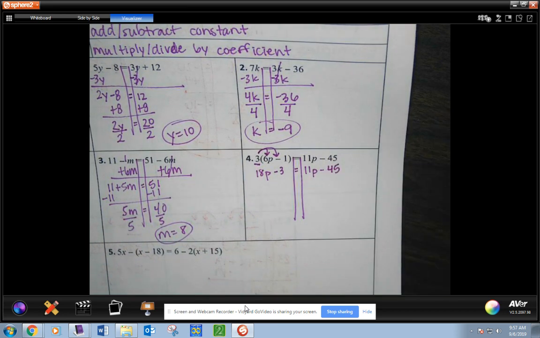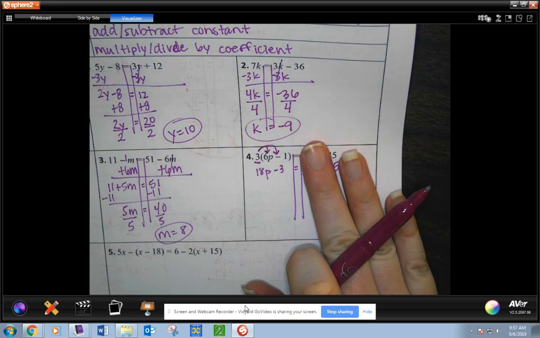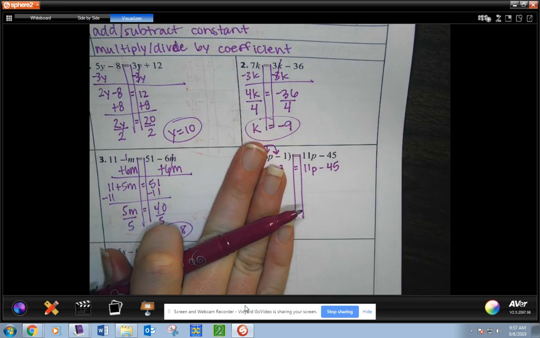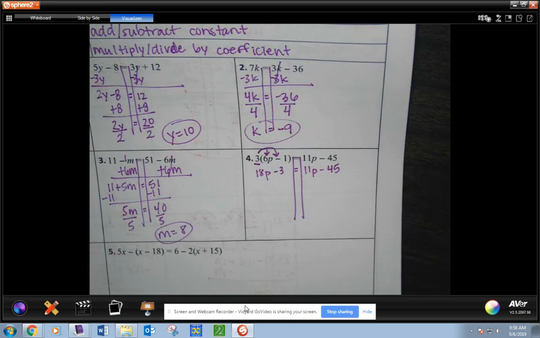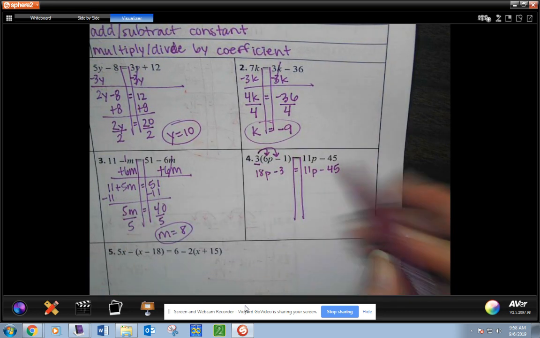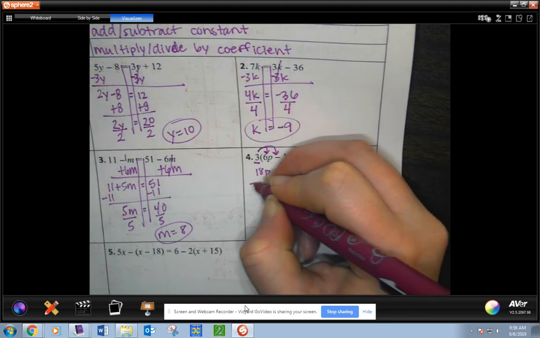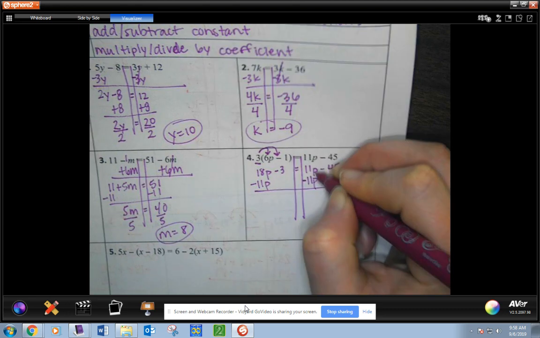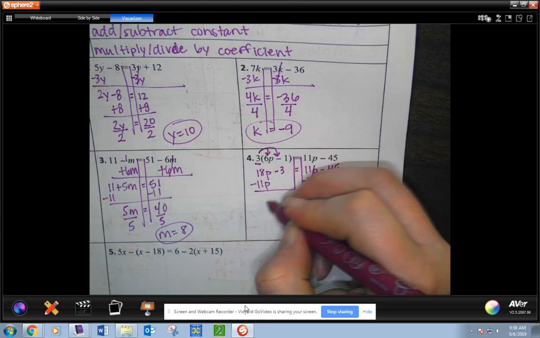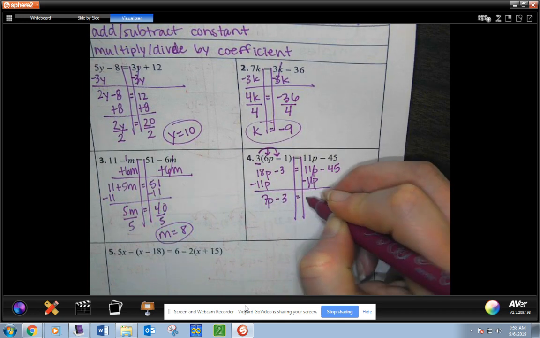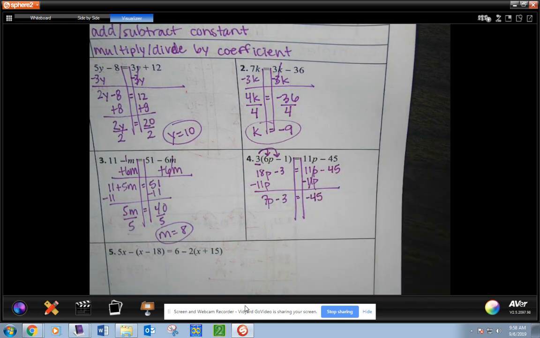From here, I combine like terms, so I look at the left side. Those two things will not combine. I look at the right side. Those two things will not combine. So now I move to moving the smaller variable. I have an 18 and an 11. 11 is smaller, so I'm going to do the opposite and subtract it since it's positive. 18 minus 11 gives me 7p. I keep minus 3 equals negative 45.